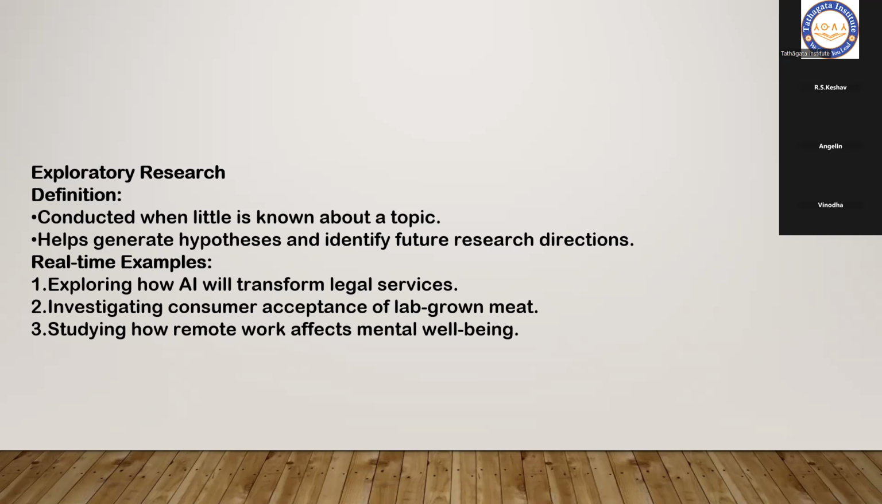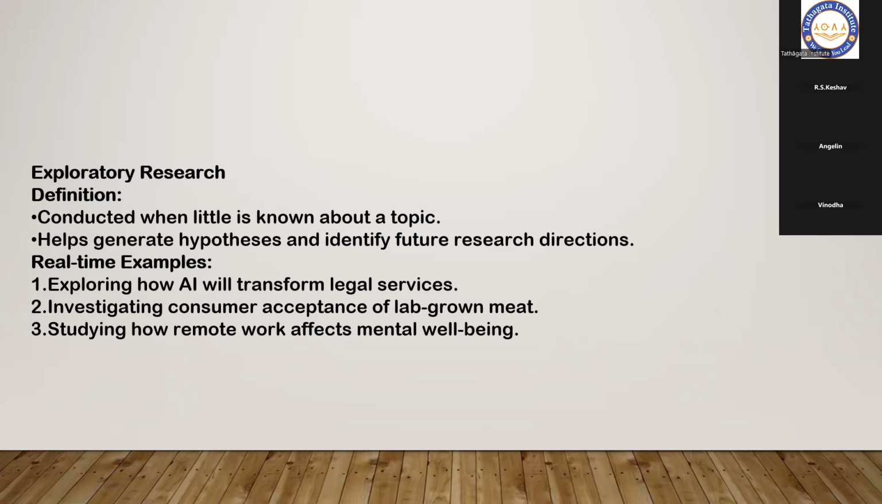The real-time example of exploratory research would be researching the effects of AI in education. This is the most common, relevant to today's world. AI in education, about which we know very little. When we begin a research on AI in education, there might be very little knowledge. Once the research is done, it can give an answer which will help future researchers to understand what has already happened. And exploring how AI will transform legal services.